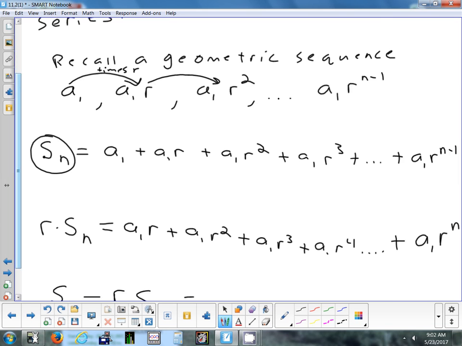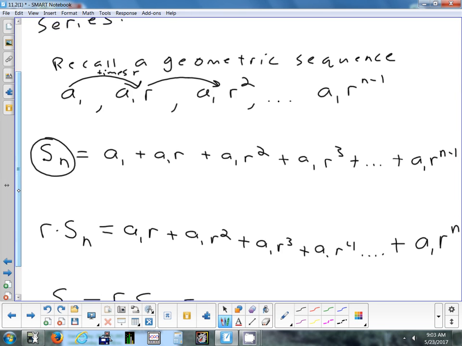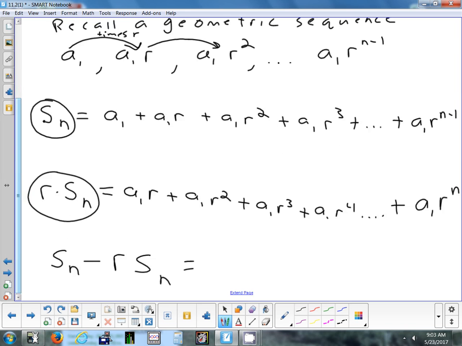R to the n. Yep. Okay. Now, something kind of interesting happens if I subtract those two things. If you notice, they have a lot of terms in common. They're kind of at a different spot, but there's a lot of terms that are going to be in common here.